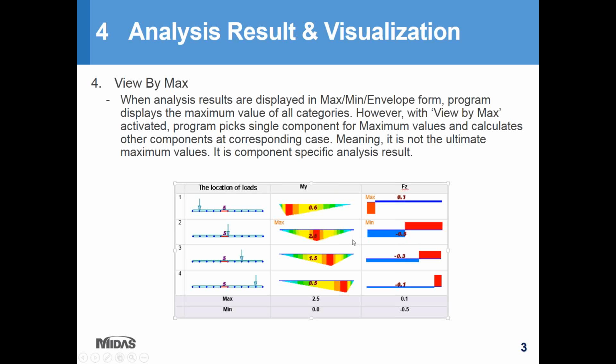So for example, when view by max is not selected, according to this table, the program will show 2.5 for MY and 0.1 for the max for FZ. But when view by max is activated and I selected MY as a reference, the program will show MY equals 2.5 and FZ equals minus 0.5.